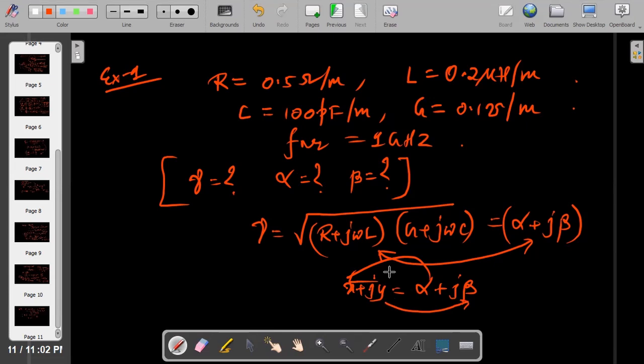But it is not so easy. I think it will not come. But I'm giving one home task. So alpha and beta you need to find out. And gamma is very simple. Anyone can do. But alpha and beta is tricky. So try that one at your home.